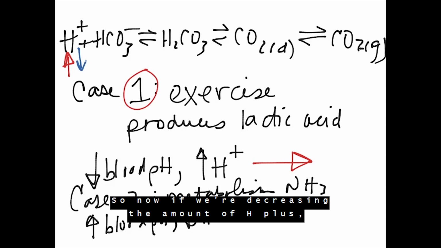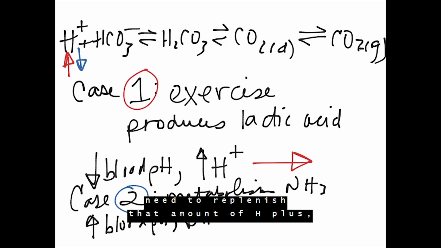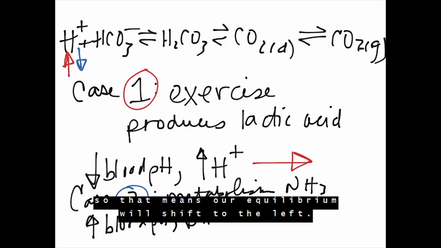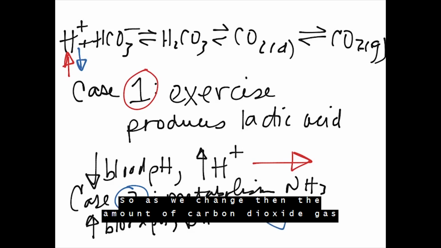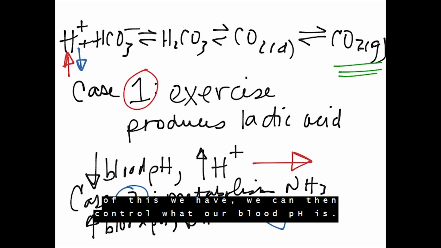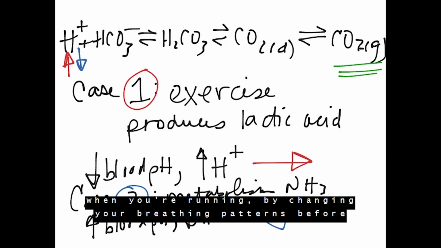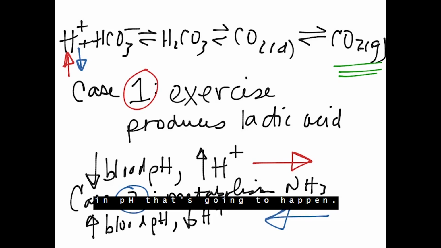So now if we're decreasing the amount of H plus here in case number two, then Le Chatelier's principle says we need to replenish that amount of H plus. So that means our equilibrium will shift to the left. So as we change the amount of carbon dioxide gas that we have, for example by hyperventilating or hypoventilating and controlling how much of this we have, we can then control what our blood pH is. So you can think about controlling how much, for example, of a lactic acid burn you get when you're running by changing your breathing patterns before you run and compensating for that change in pH that's going to happen.